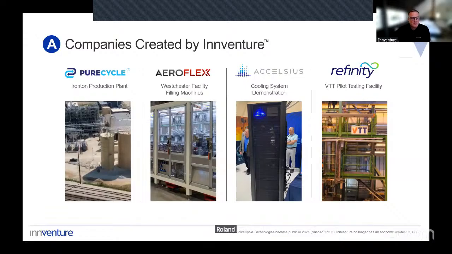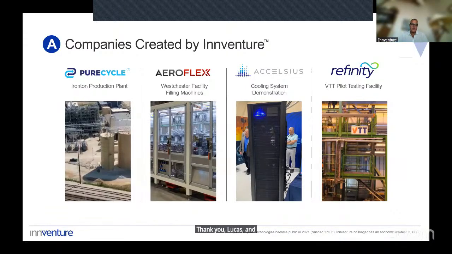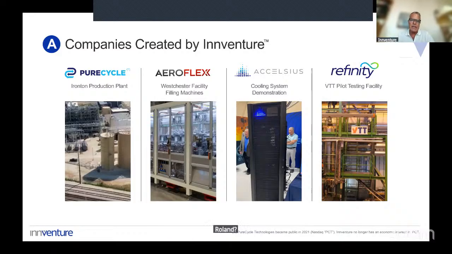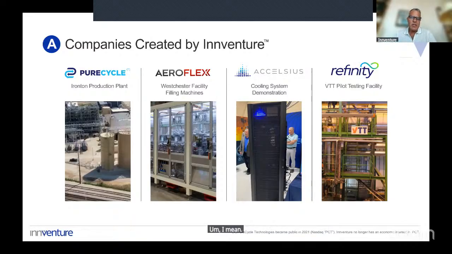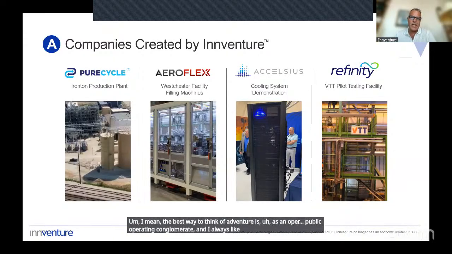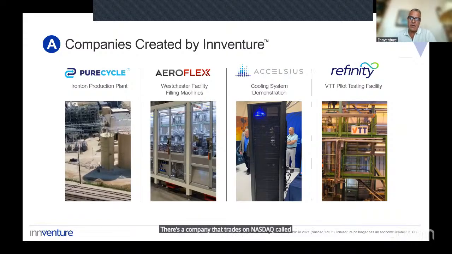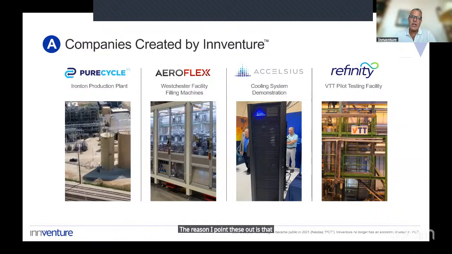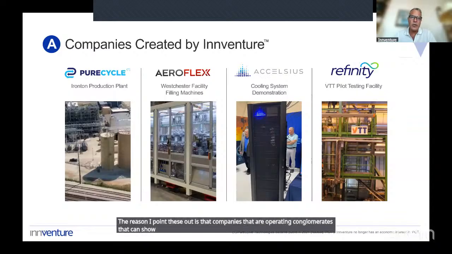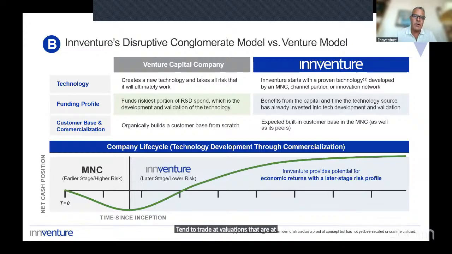Roland? Thank you, Lucas. And I'll just summarize a little bit about what Lucas commented on, and then I'm going to talk a little bit more about Excelsius. I mean, the best way to think of Innventure is as a public operating conglomerate. And I always like to point to a gold standard out there. There's a company that trades on NASDAQ called Roper Technology, and everyone knows Berkshire as well. The reason I point these out is that companies that are operating conglomerates that can show high earnings per share growth tend to trade at valuations that are at a premium to their net asset value.